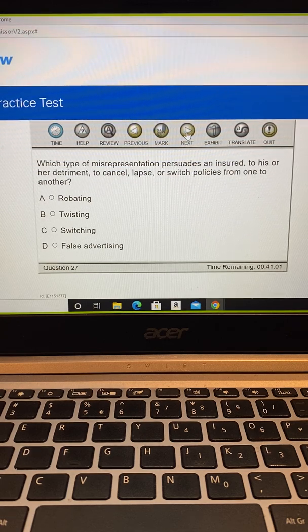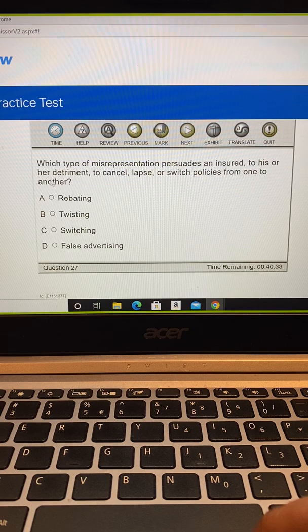All right. Which type of misrepresentation persuades an insured to his or her detriment to cancel, lapse, or switch policies from one to another? Rebating. No, not rebating. Twisting. Bam. Next.